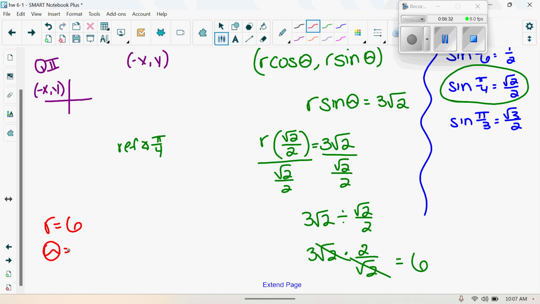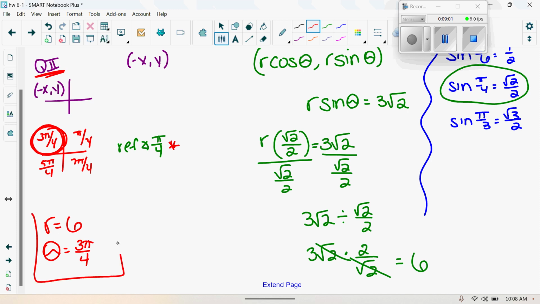Now I need to find theta. We know my reference angle is pi over 4, and I know I need to be in quadrant 2. So remember that we start, this is pi over 4. Then 2 pi over 4 reduces. Then it would be 3 pi over 4. 4 pi over 4 reduces. This would be 5 pi over 4. 6 pi over 4 reduces, and this would be 7 pi over 4. So if I'm in quadrant 2, that means that theta is equal to 3 pi over 4.